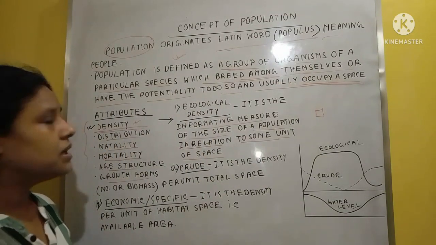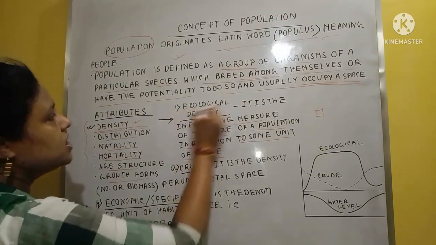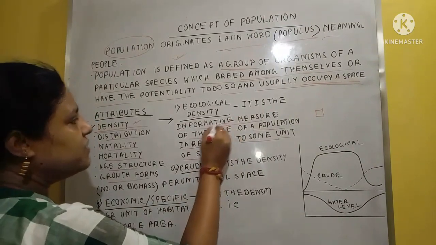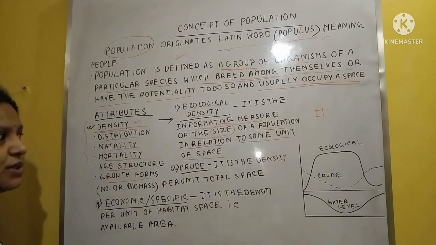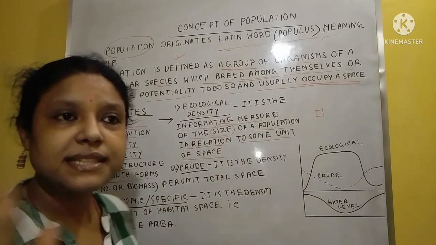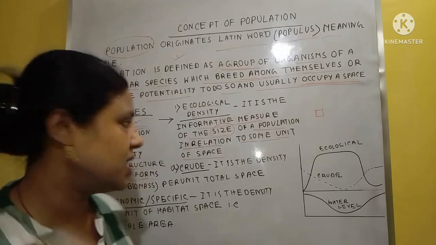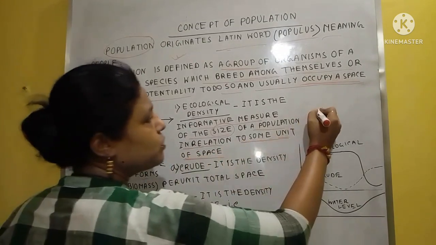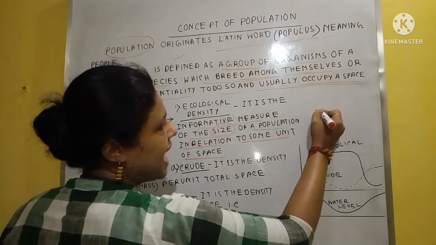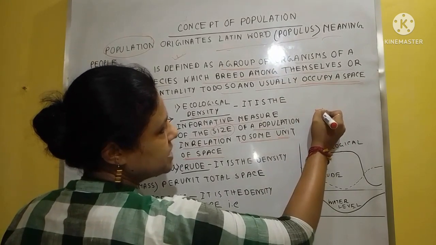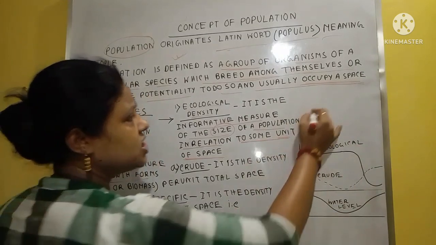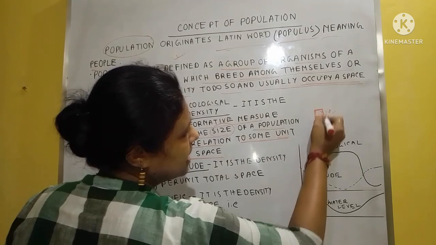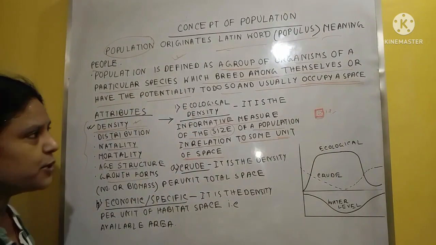So first, I discuss here the ecological density, which means the number of individuals or the size of a population in relation, obviously interrelated with each other, to some unit of space. Suppose this is a unit of space, and there are the individuals or species which are interrelated with each other. So this is the density of the population in the unit of space. Is it clear? I think so.